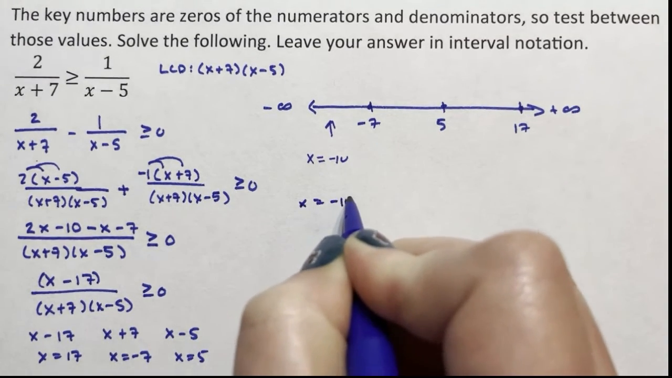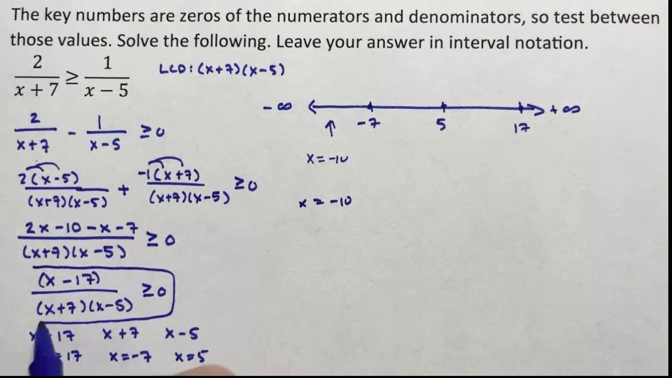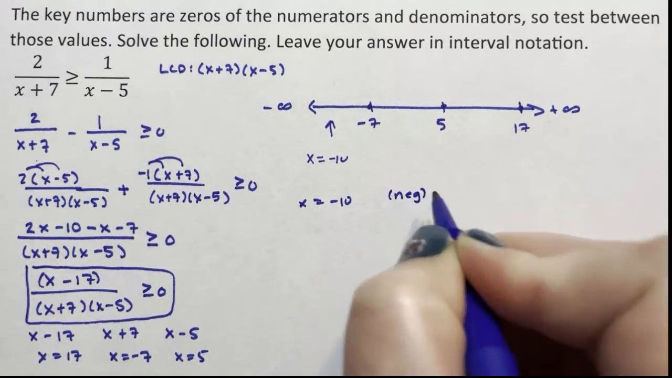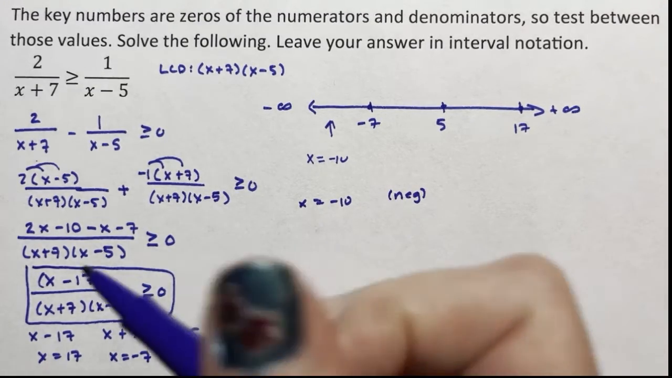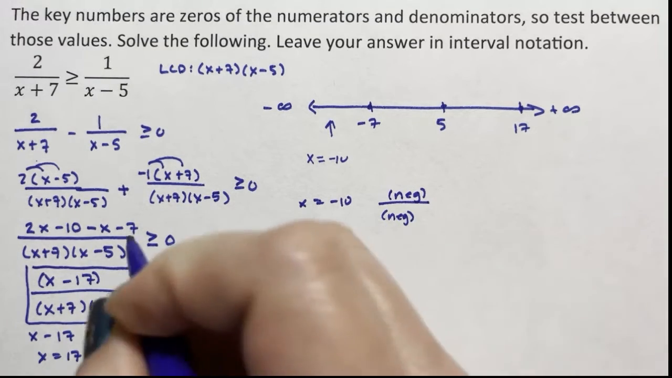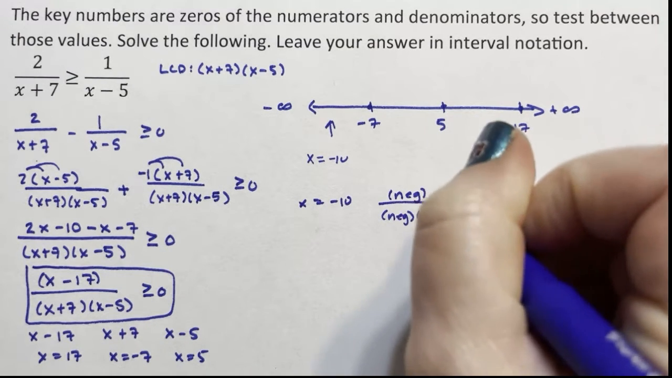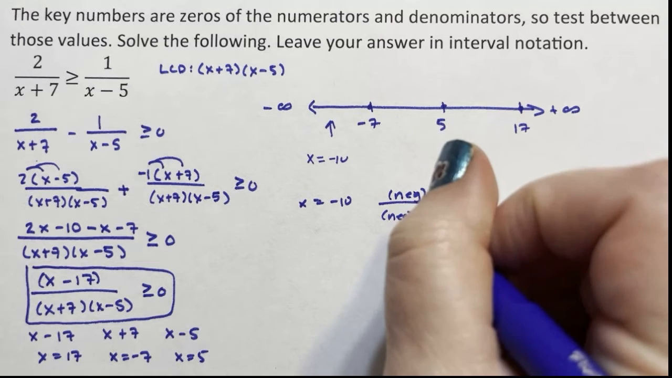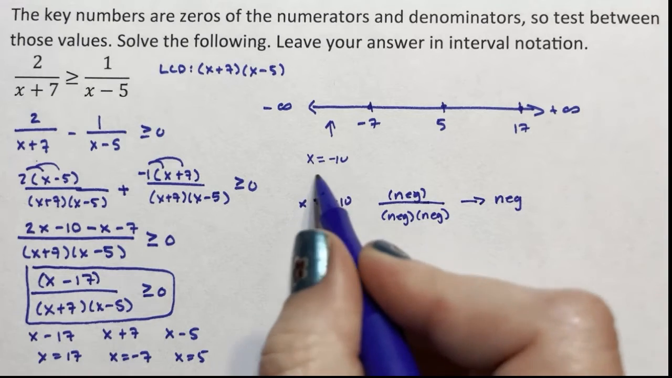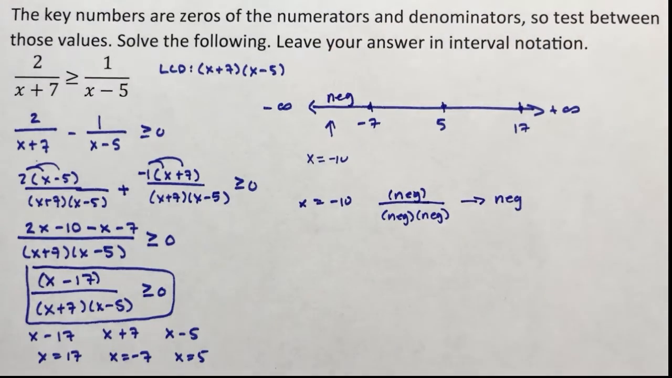The way I test it is I'm going to test it with these 3. This is going to be my key to testing. -10 minus 17 is a very negative number. Now, I don't care what it actually is. I just want to know if it's negative or positive. -10 plus 7 is also negative. -10 minus 5, negative. Now, 3 negatives: negative times a negative is positive, and negative divided by a positive is negative. Because -10 yields a negative answer, everything in this entire interval is going to be negative.